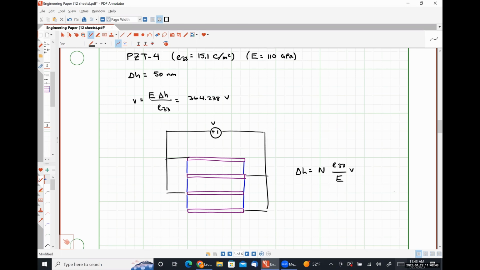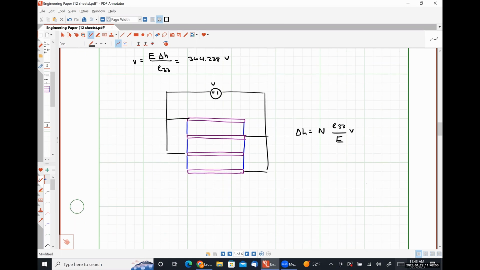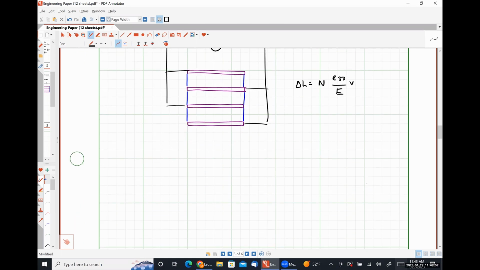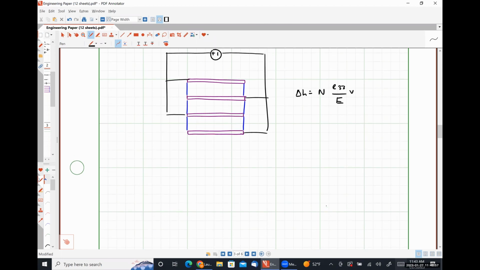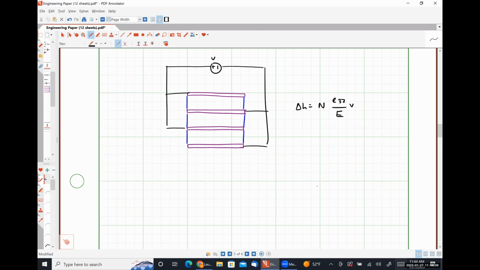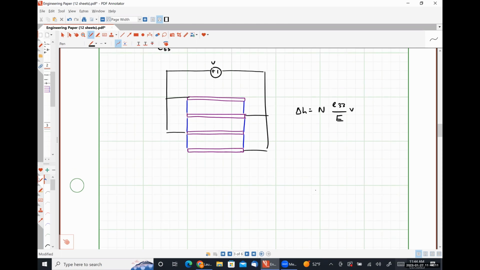All right, so now let's talk about force. So we can look at what's happening here in a slightly different perspective. The number of transducers.